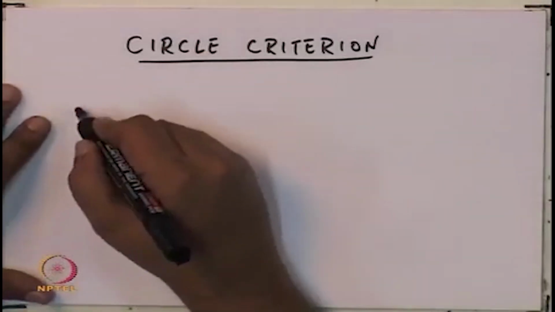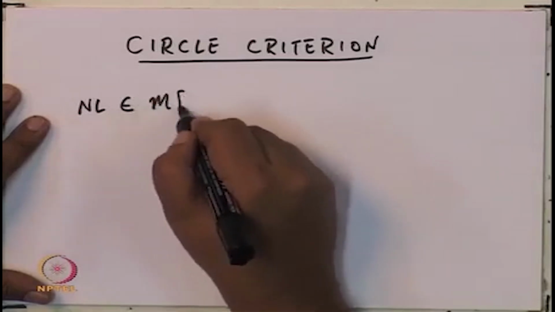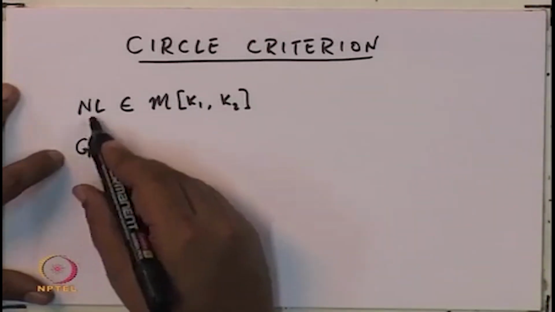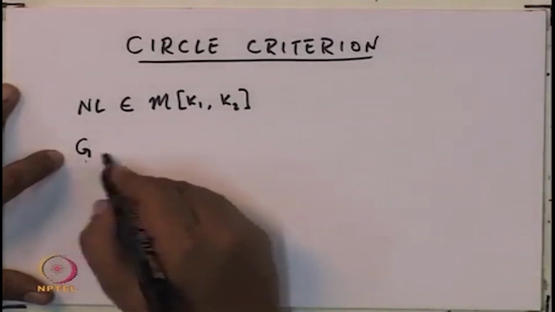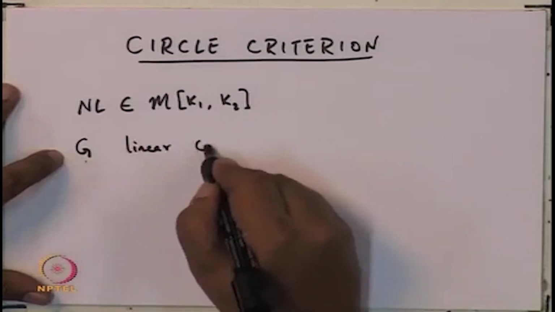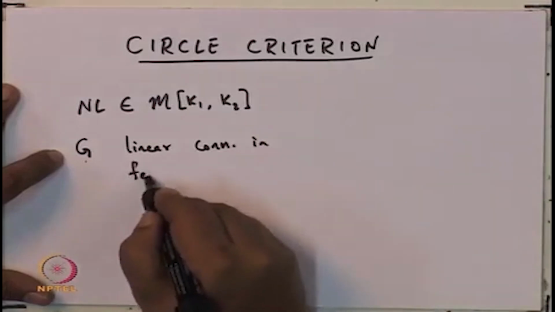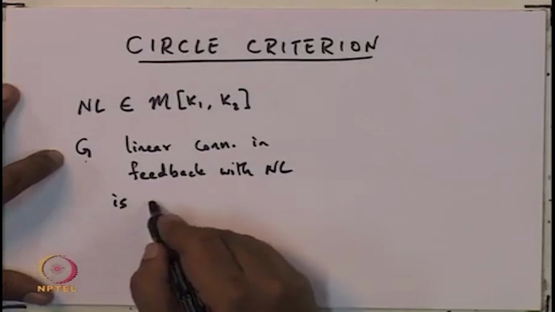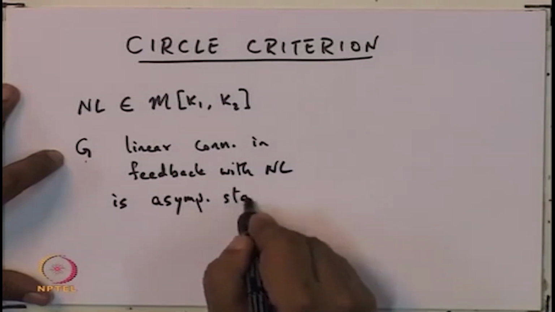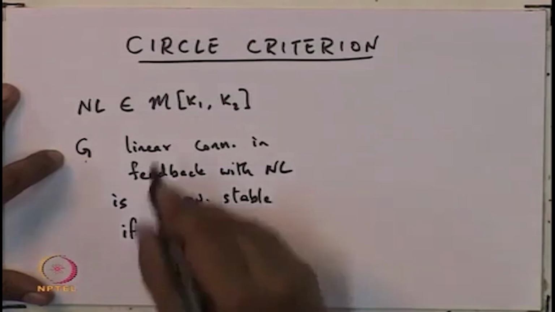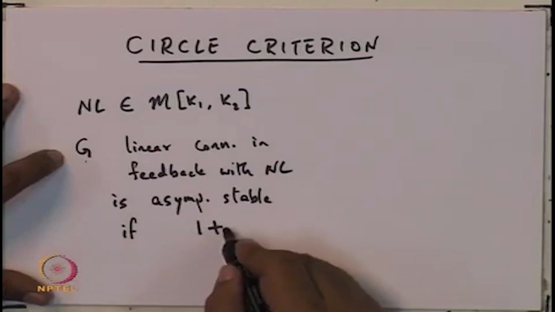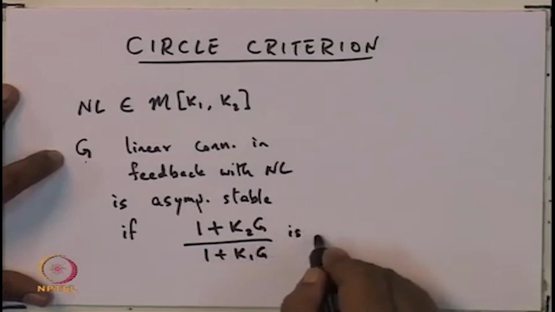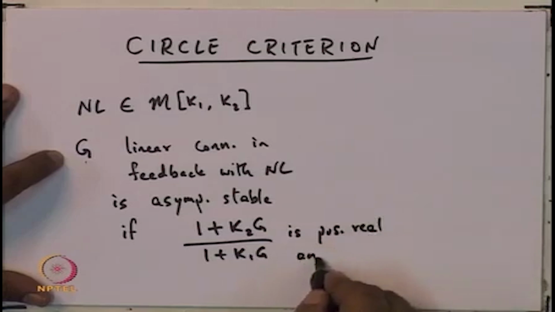Okay. So, what we had said is that if you have a nonlinearity in the K1, K2 sector and you have a linear plant G connected in feedback with the nonlinearity NL, it is asymptotically stable if, and this is what we had shown the last time, 1 plus K 2 G upon 1 plus K 1 G is positive real and stable.